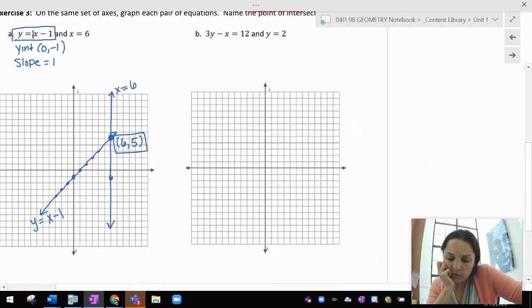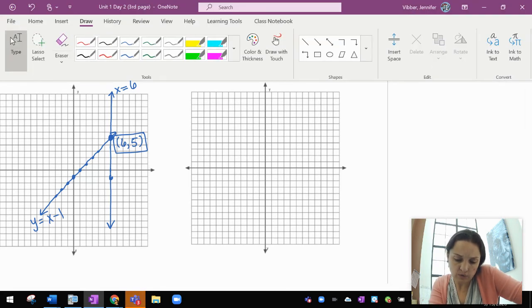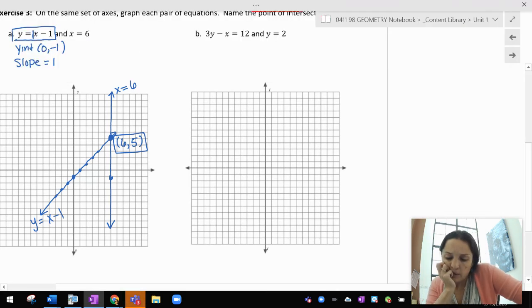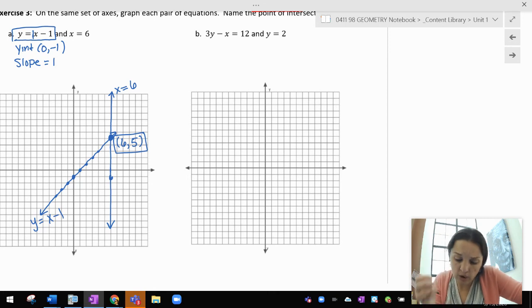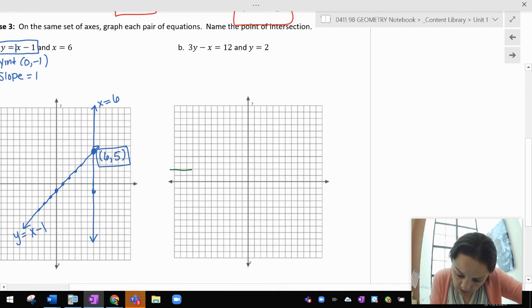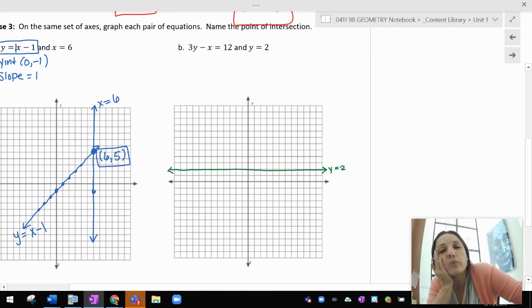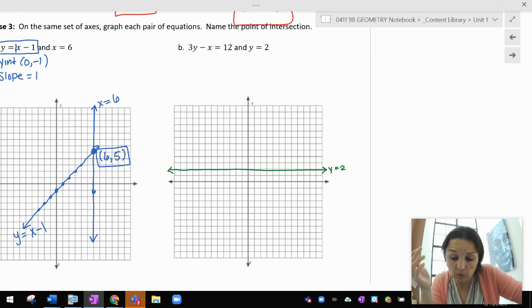3y minus x equals 12 and y equals 2. Well, now I'm in a pickle. That's not y-intercept, slope-intercept form. It's not in y equals form. I mean, I can graph y equals 2. That's not too bad. That's that horizontal line going through 2. But I really like it when lines are in y equals form. Okay, get it in y equals form.